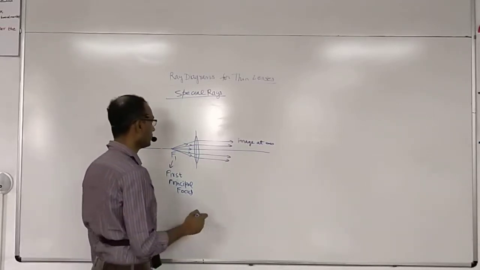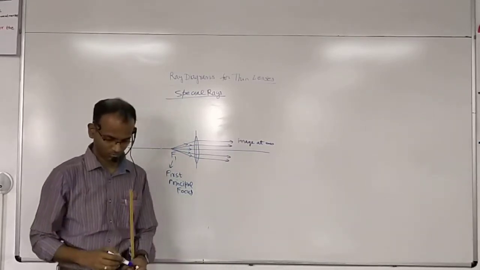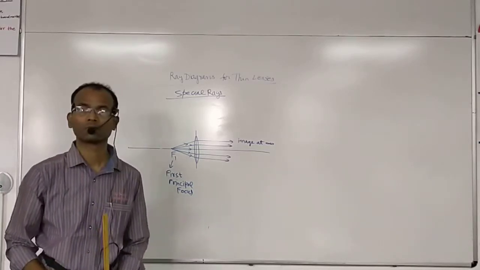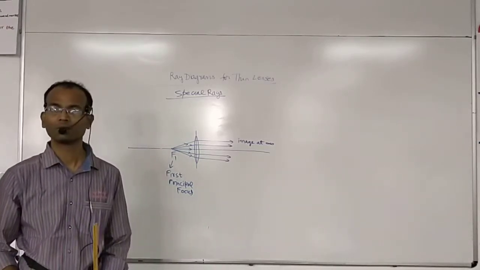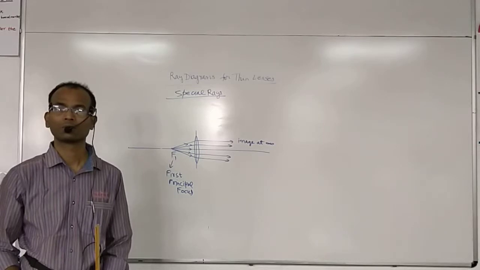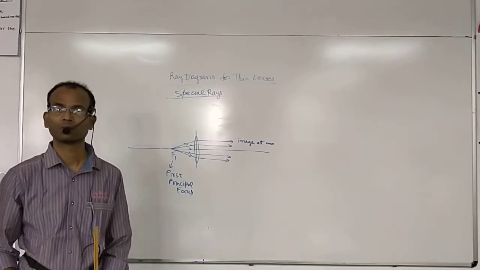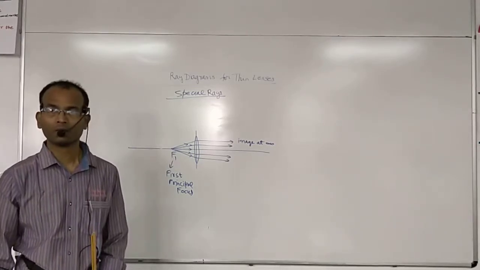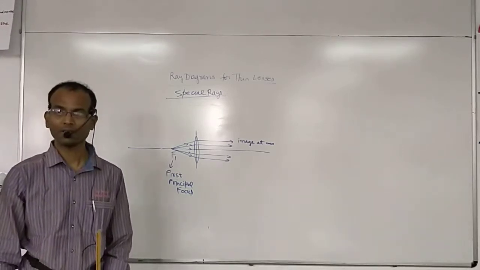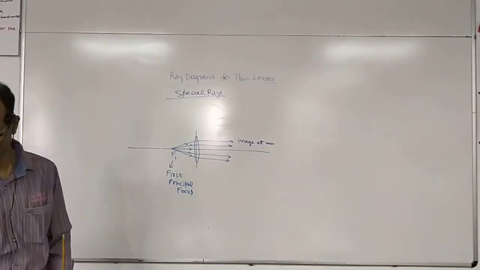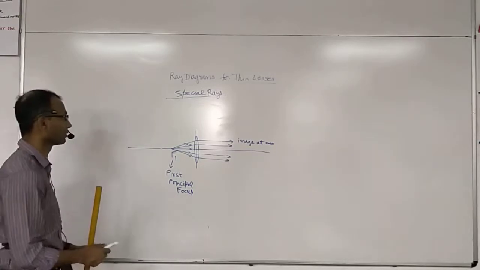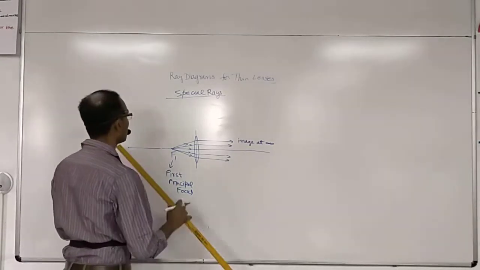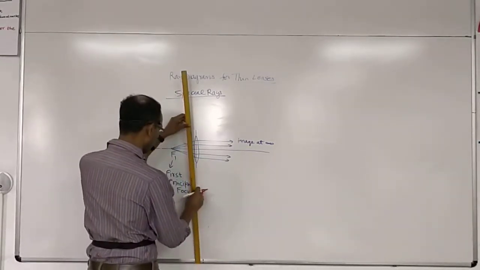Now, second principal focus. The first principal focus is the point on the principal axis, the location of the object such that the image will form at infinity. Okay, now next, let me do it about the second so that you can compare.